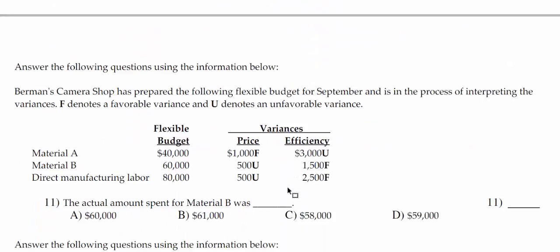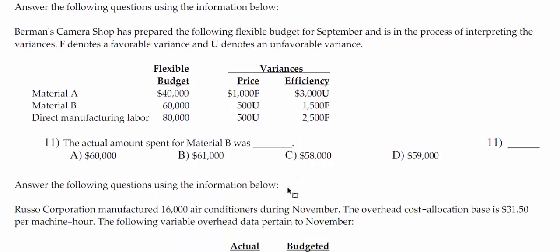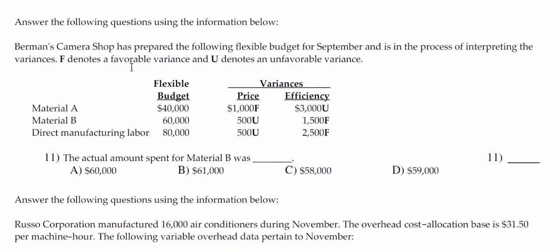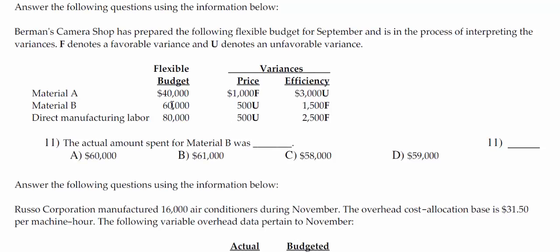Now let's come to question 11. Once again, I would assume that you have read the question before you watch my video. Otherwise you may want to review the question and work on it, then watch my video. That will be better. So we're looking for the actual amount spent for materials B. We have a flexible budget and we have two variances: price and efficiency.